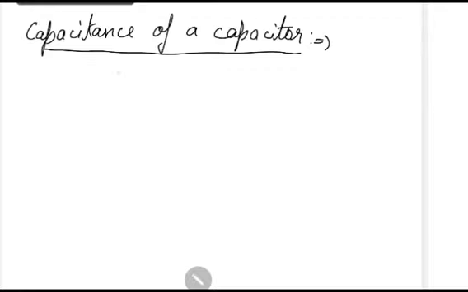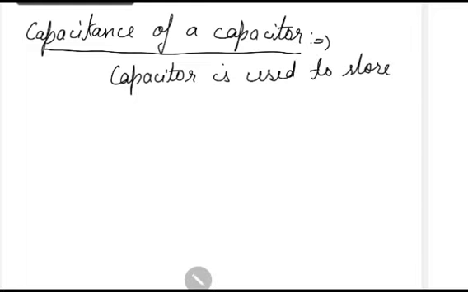Okay, so we know the capacitor. What is a capacitor? A capacitor is a device which is used to store electrical energy. In which form does it store the energy? It stores the energy in the form of electric charge.